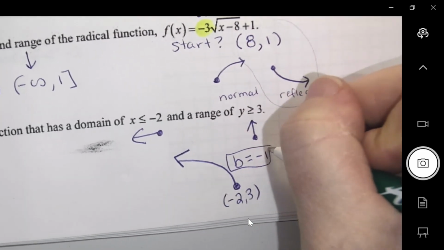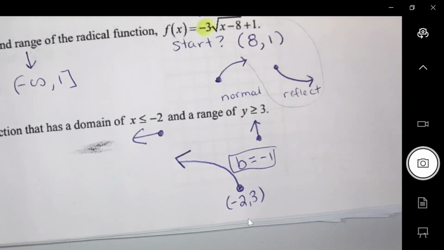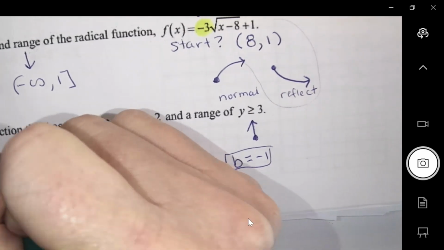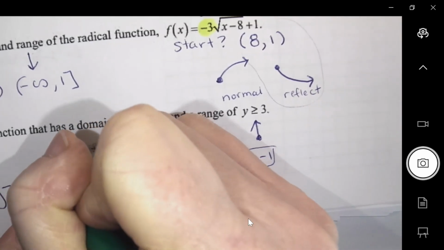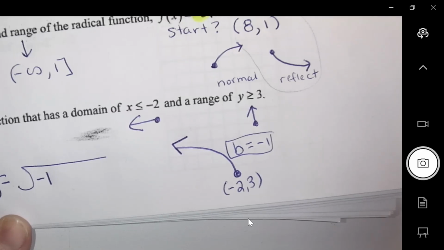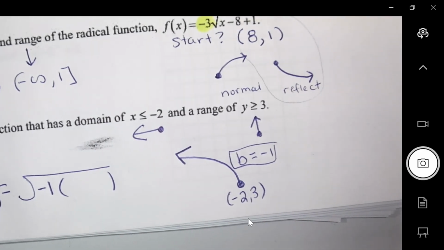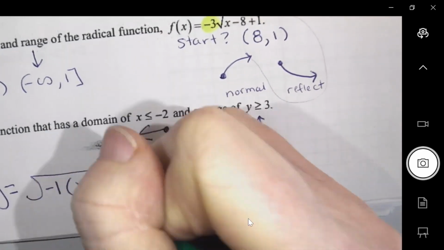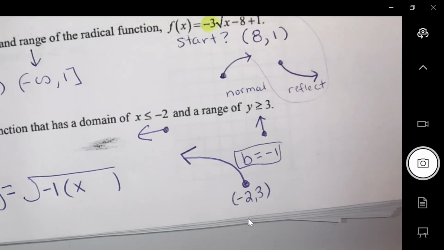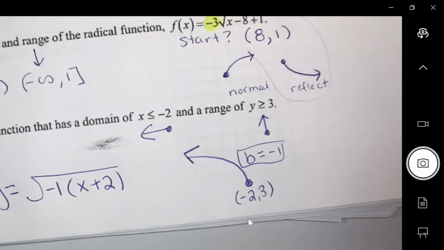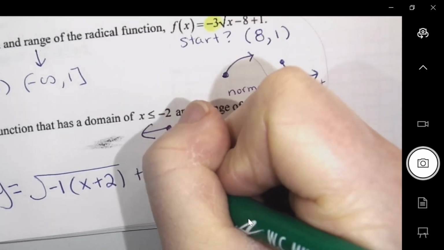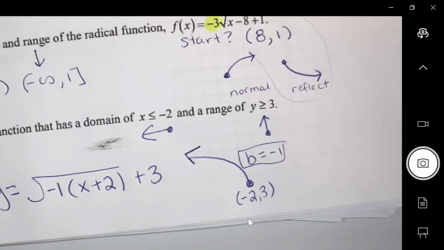B. So I need an equation. So y equals the root of -1. Okay, we always need to factor that out. And then I'm going to have to put x, what? +2. And then a +3 after. Okay, is that kind of coming together?